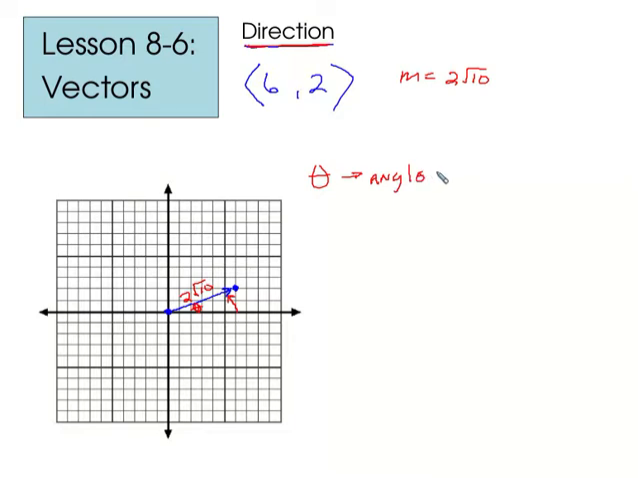So we're trying to figure out what theta is. And this is why vectors are taught in this chapter, because finding theta is going to require some trigonometry. All right, I've blown up our vector here. So here's our vector of length 2 times the square root of 10.